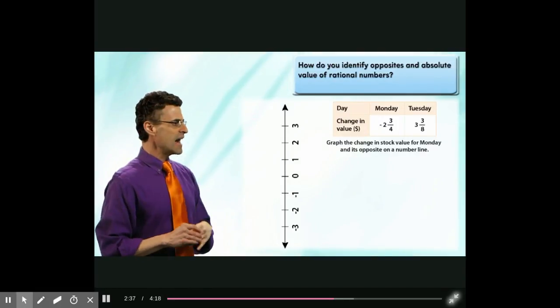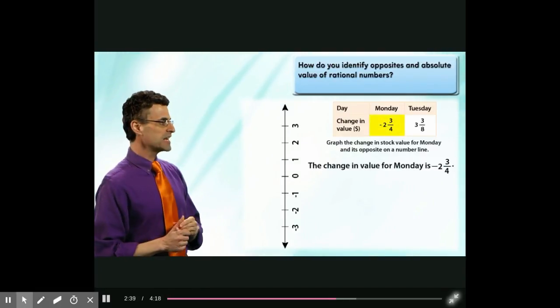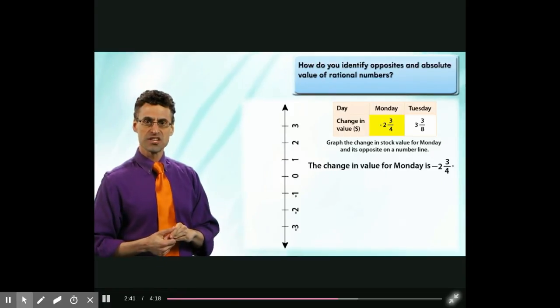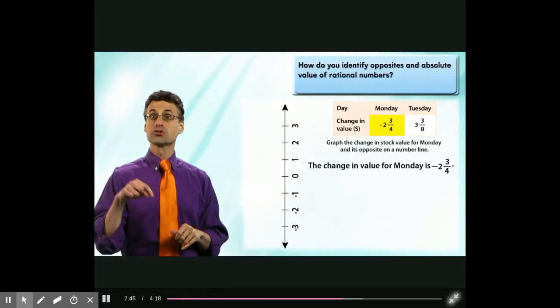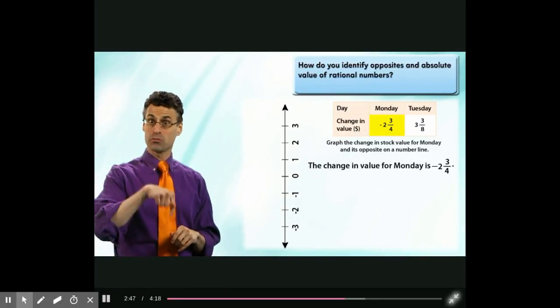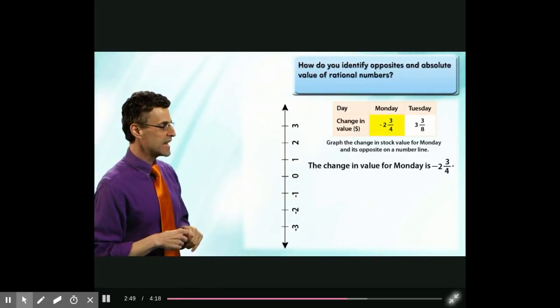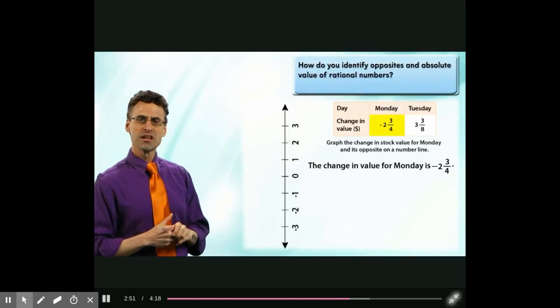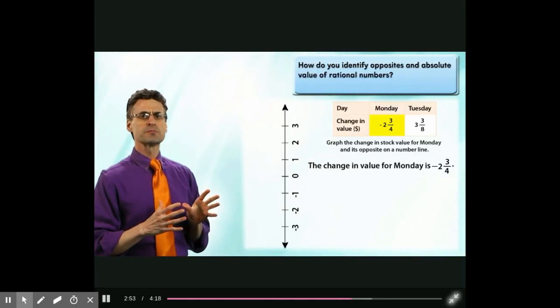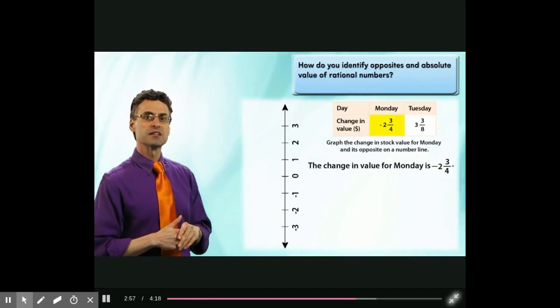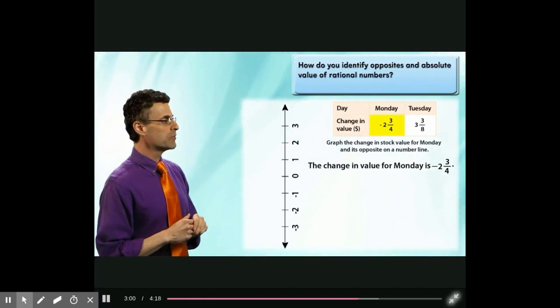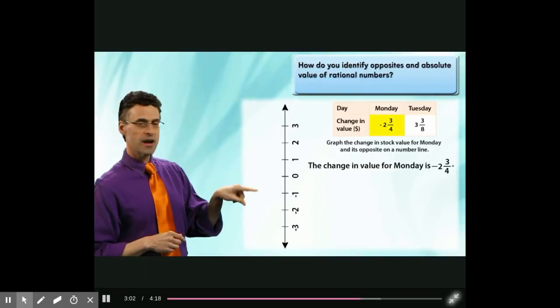And now we want to take a look at Monday, and let's take a look at the change in value for this particular stock, and we see -2 3/4, which means that the price dropped. It went down. That actually gives us a hint what direction we're going to go. Down. Negative, and the number is -2 3/4. So -2 3/4 is a number that's between -2 and -3. It's actually going to be a little bit closer to -3. So when we actually plot that point, I put it right there.